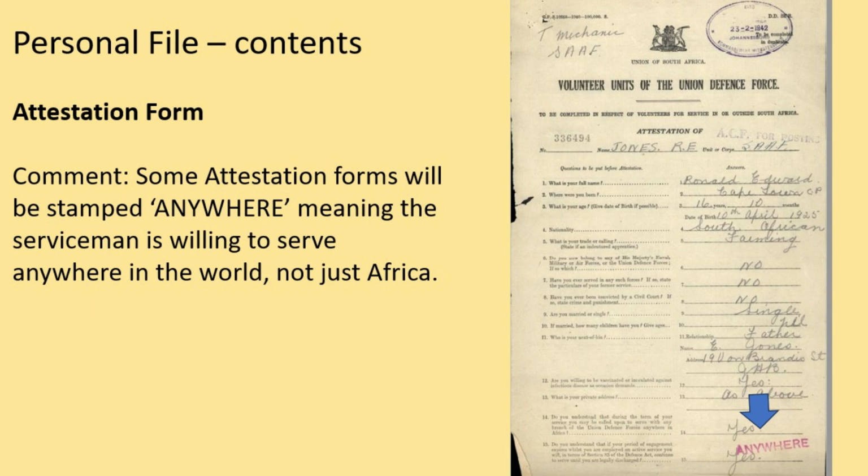At the beginning of the war, the South African government agreed that they would only fight in Africa. And as the war continued, they realized that they might have to cross the Mediterranean and enter Italy. And so that stamp of anywhere implies that that particular serviceman was willing to fight anywhere in the world.